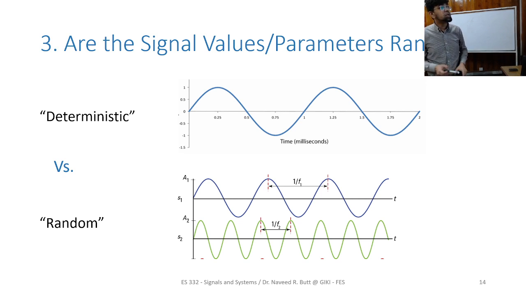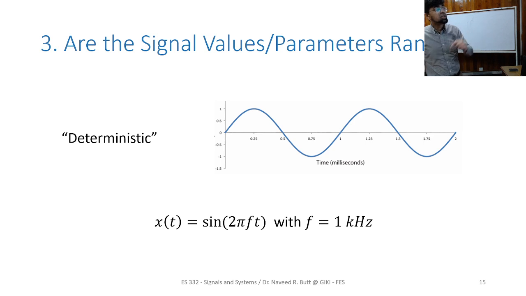So what is this question? Are the signal values or parameters random? What is randomness? Not expected, basically not predictable. The opposite of, let's say, discernible order. So it's the opposite of deterministic. So when can a signal be random then?